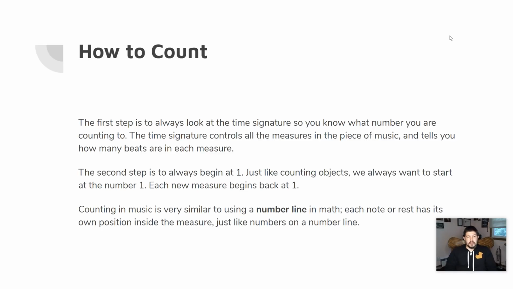When you count music, it is like using a number line, like that analogy that I made before. Each note is going to have its own place inside that measure. You can't have a couple notes sharing number 1. That's not how it's going to work. We are going to use each number for itself, and sometimes they get combined, but we are always going to be counting up to whatever number is inside that time signature.